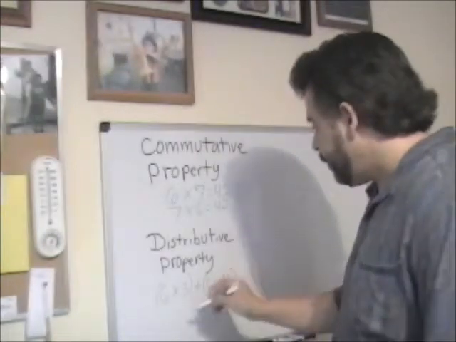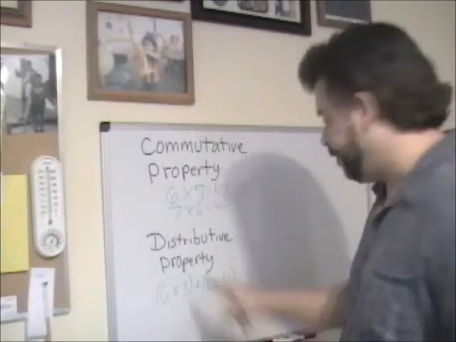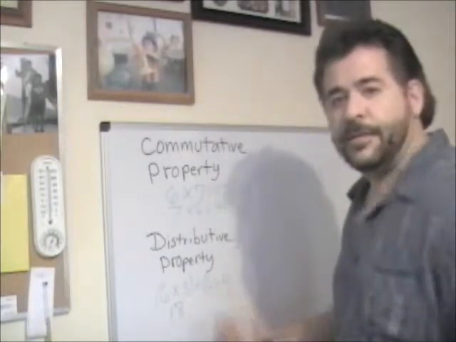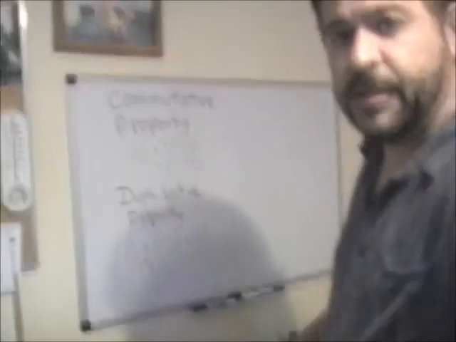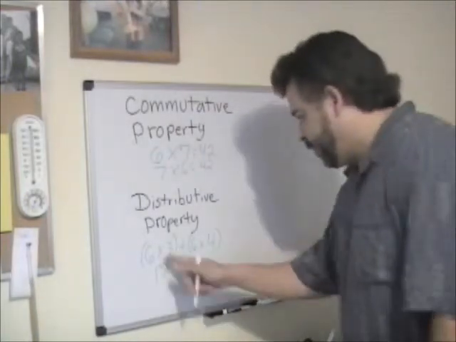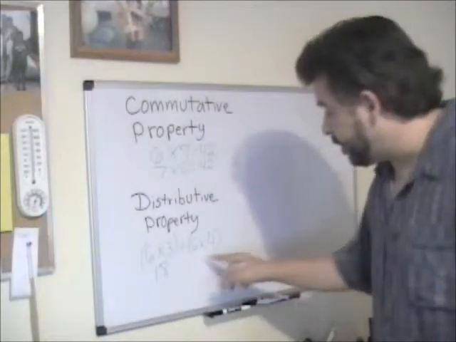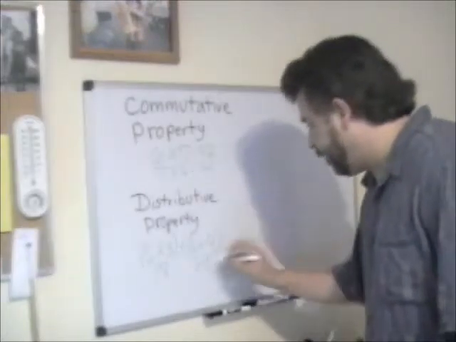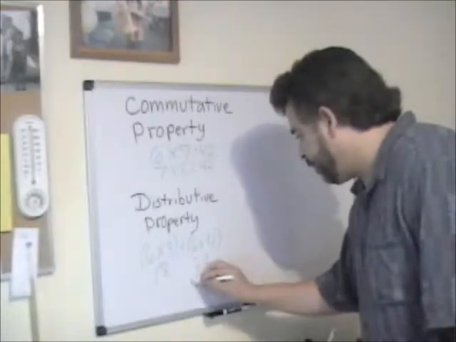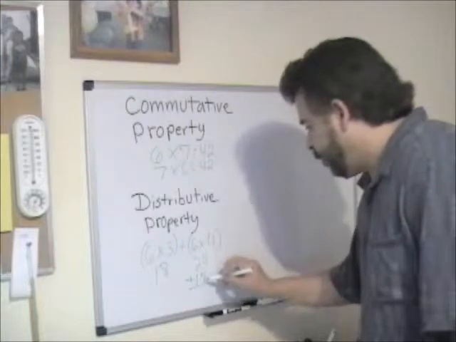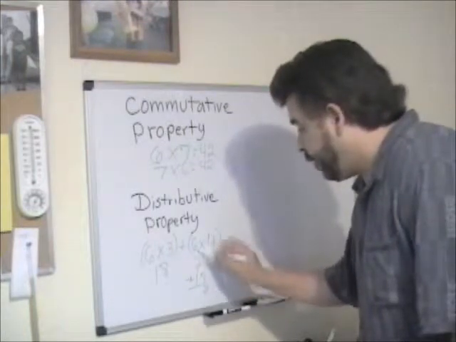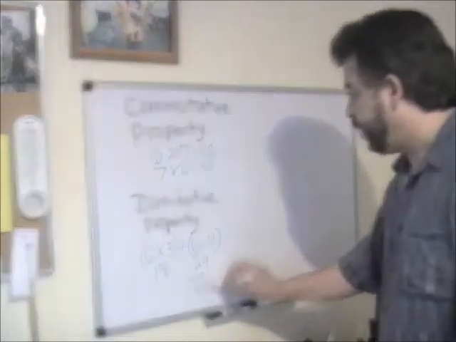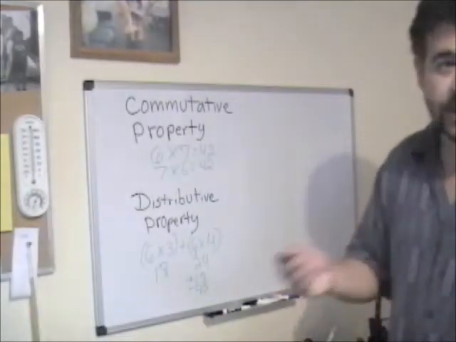Now, let's see if we still end up getting a 42. 6 times 3 is 18. Okay, and we'll lower this just a little bit. 6 times 3 is 18, and then we have 6 times 4, which is 24. If you add those numbers up, let's do 24 plus 18. 4 plus 8 is 12, carry the 1, and 1 plus 2 plus 1 is 4, and there's 42. You get the same number.